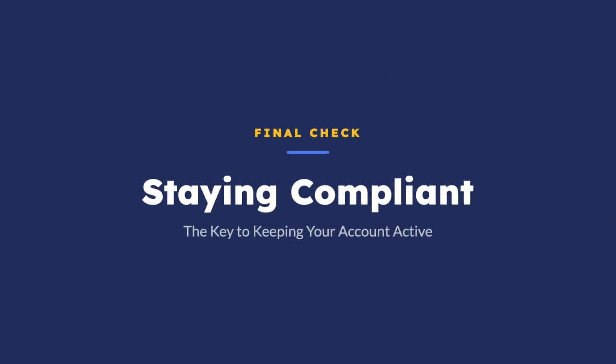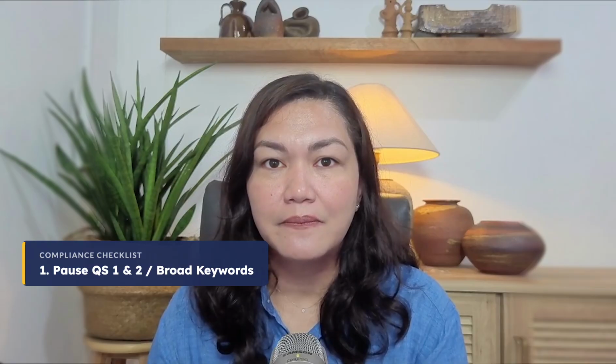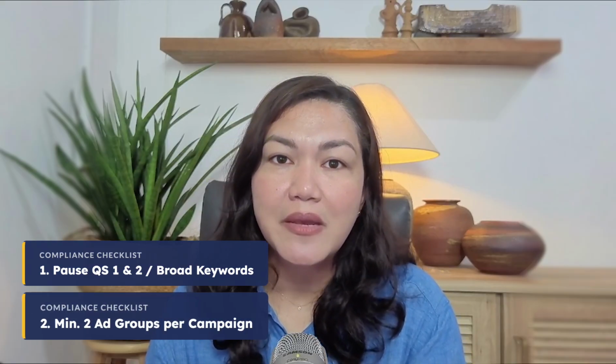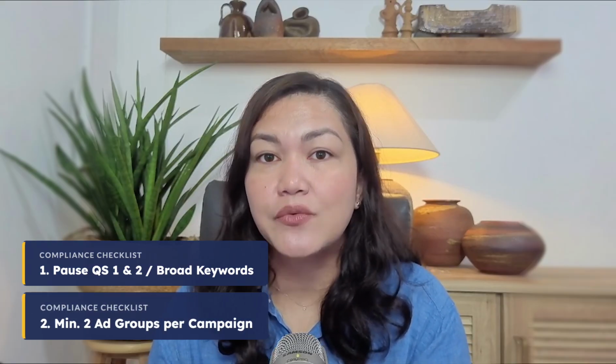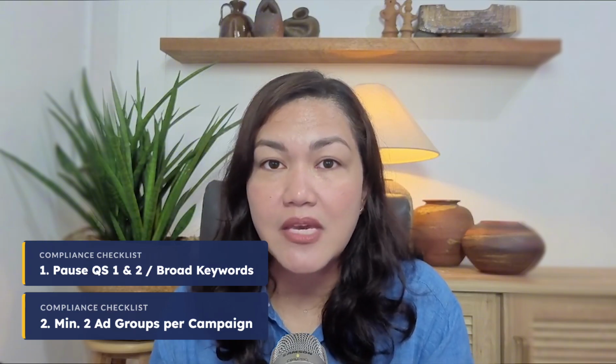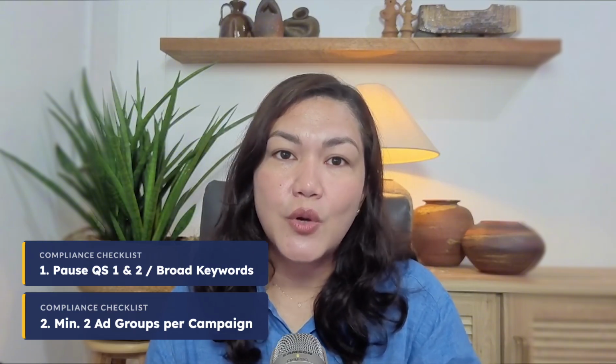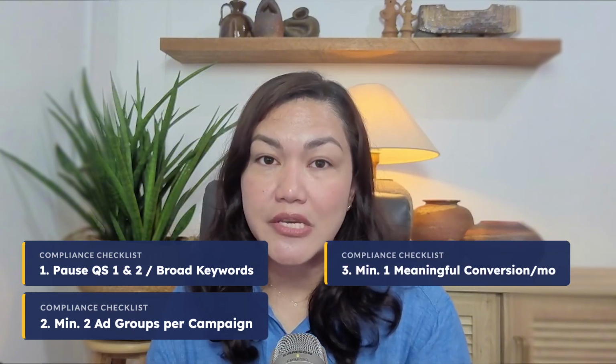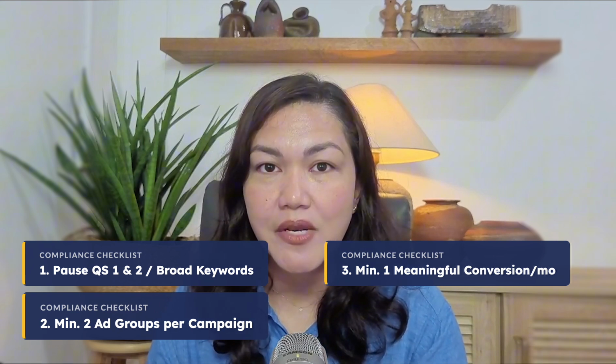By now, a lot of this should sound familiar because most of the time accounts don't get paused for brand new reasons. It's caused by the same issues we've already talked about. Keywords that are too broad, not tied to intent, single word keywords, or those with a quality score of a 1 or a 2, all those can get flagged. Structure matters too. Your campaigns need at least 2 tightly related ad groups, not everything mixed together. You also need at least 1 meaningful conversion each month to stay active with the ad grant.